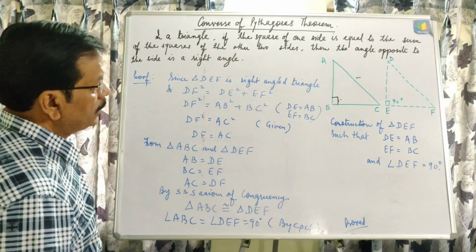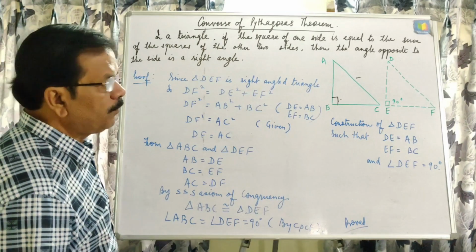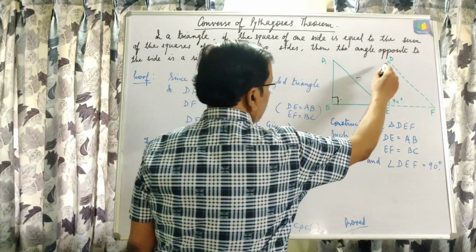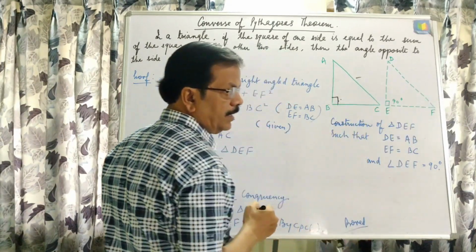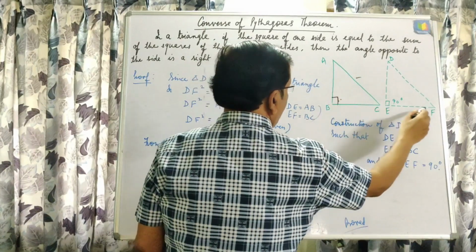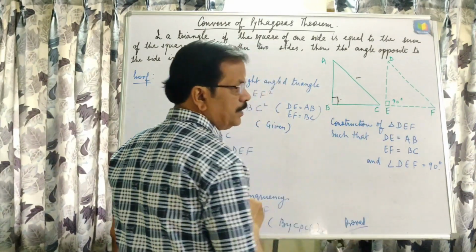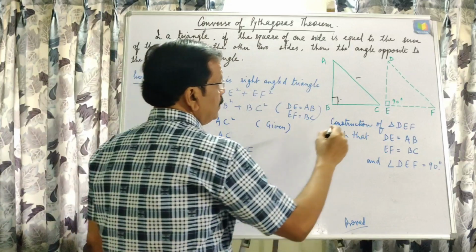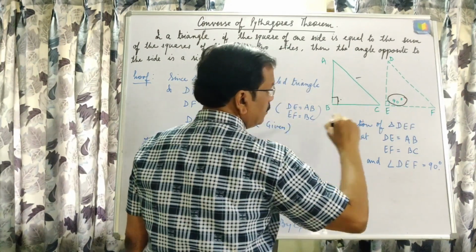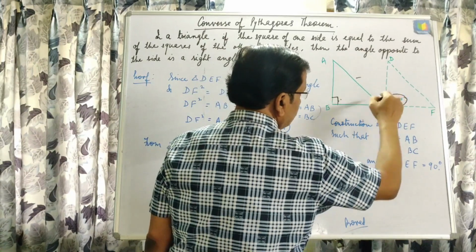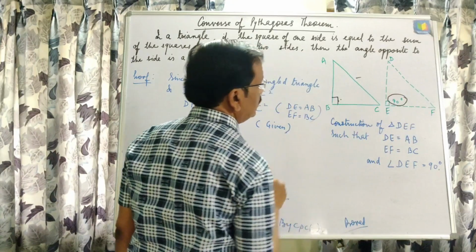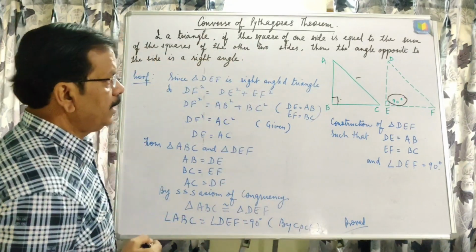For the proof we will follow the construction method. Construct a triangle DEF in such a way that DE is equal to AB and EF is equal to BC, and keep the angle in such a way that this angle is 90 degrees. Then join D to F.